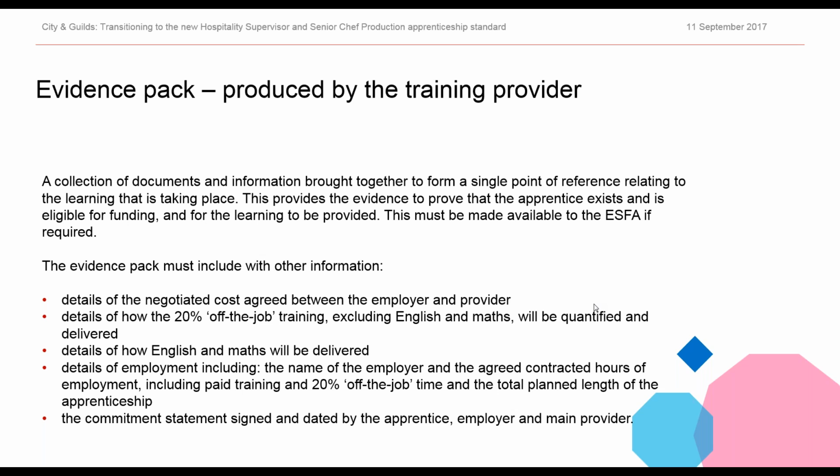The evidence pack must include information such as negotiated costs that have been agreed between the employer and the provider, details of how the 20% off-the-job training is quantified and how it's going to be delivered, and also details on any maths and English and how that's going to be delivered also. Details of employment, including the name of the employer, the agreed contracted hours with employment, including the paid training and 20% off-the-job time, and total planned length of the apprenticeship. A commitment statement must also be signed and dated by the apprentice, the employer, and the main provider.